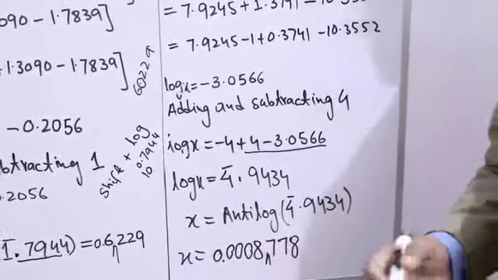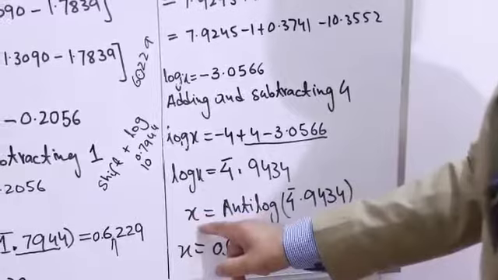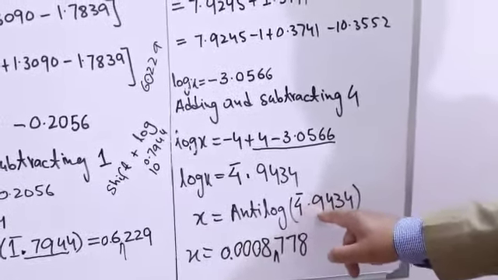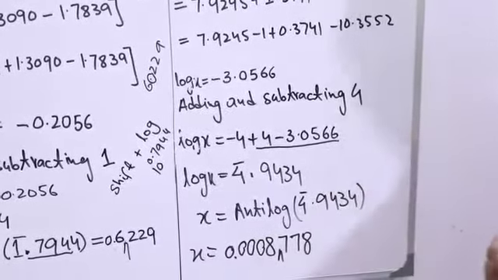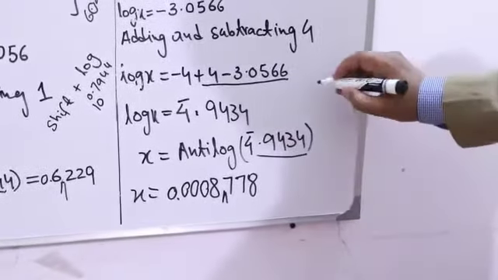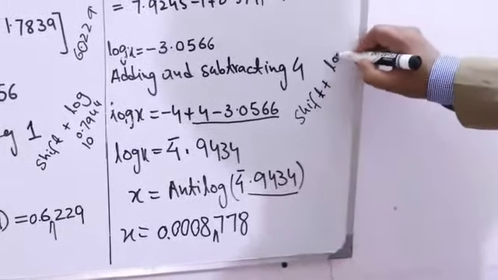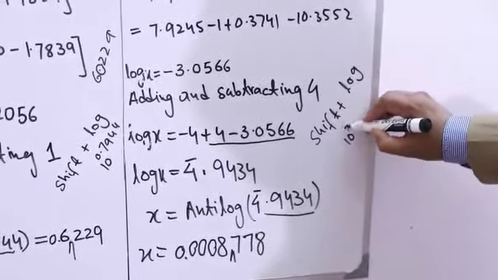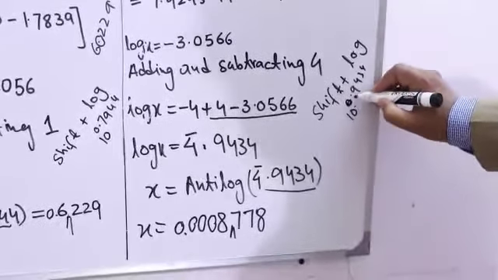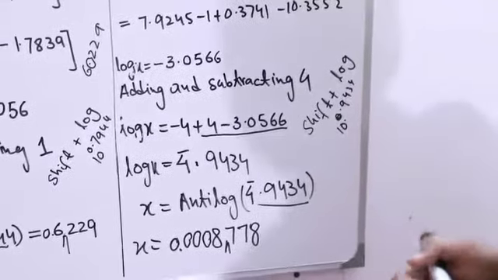So now taking anti-log on both sides, log and anti-log cancel out with each other, and here we have 4 bar, 0.9434. Now we have to calculate the anti-log. How can we calculate the anti-log? Simply shift plus log and write this value, 0.9434. This 10 will appear automatically. Just write 0.9434 and you have the value.